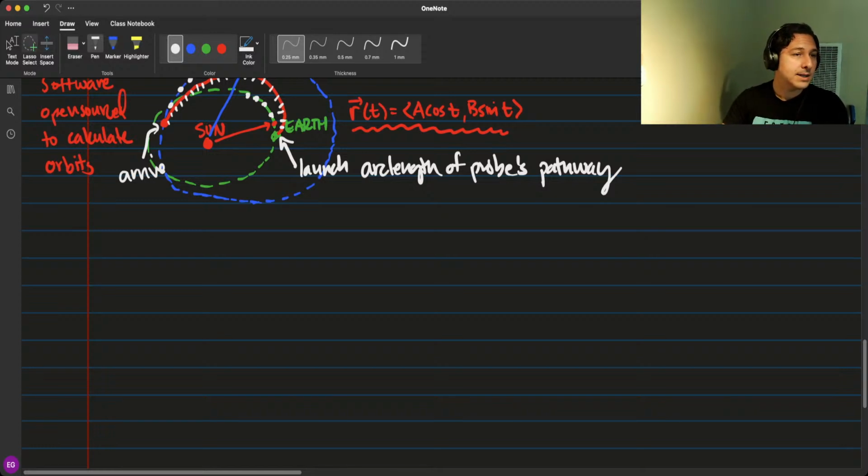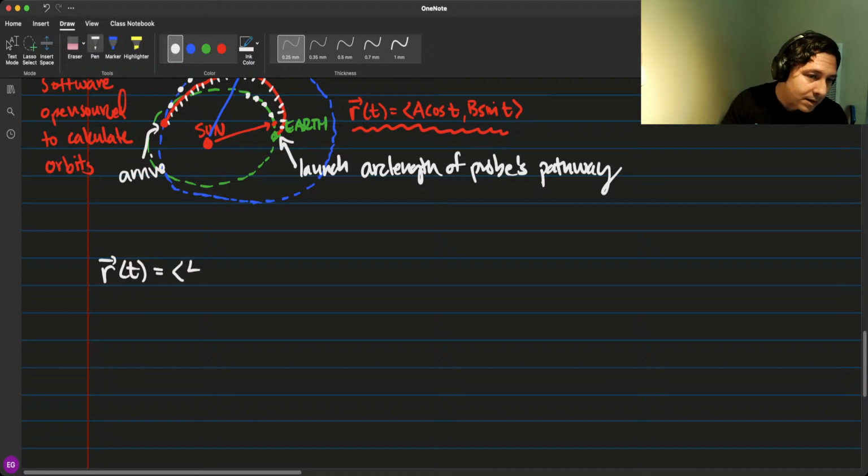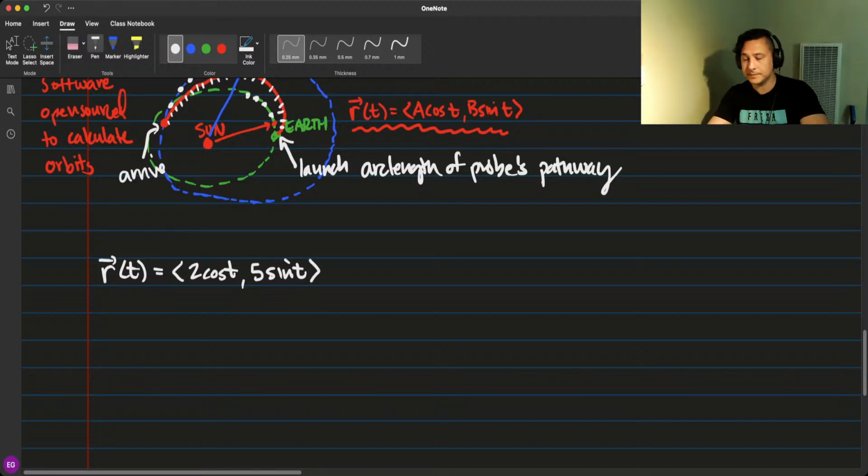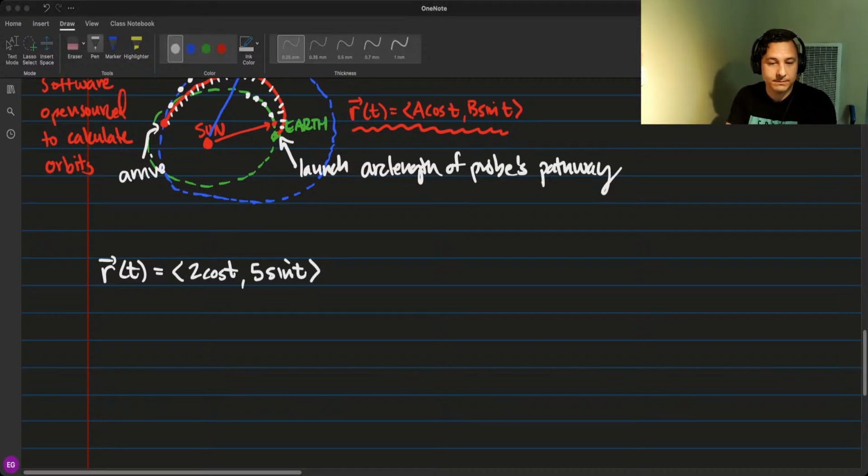Okay, so let's start off with something not too hard. Let's do r of t equals 4 cosine t, 5 sine t. Actually, let's make it a little different. Let's do 2 cosine t, 5 sine t. Okay, so let's look at the graph of this. We're going to do that in Mathematica, so I'm going to transfer over to Mathematica.